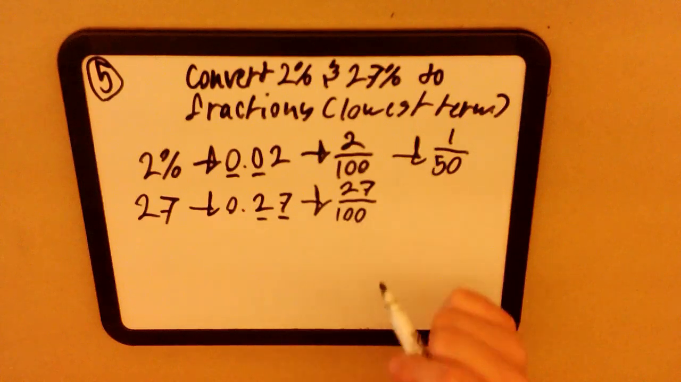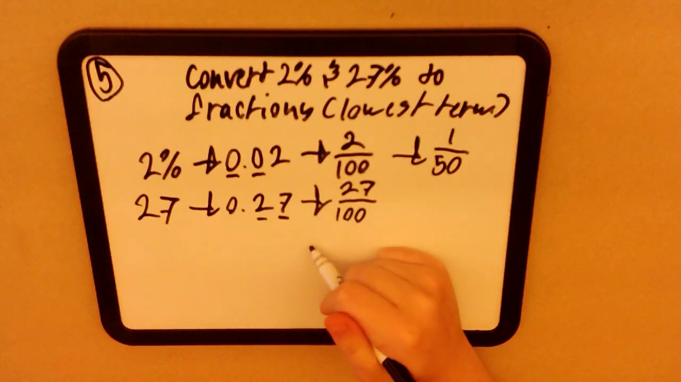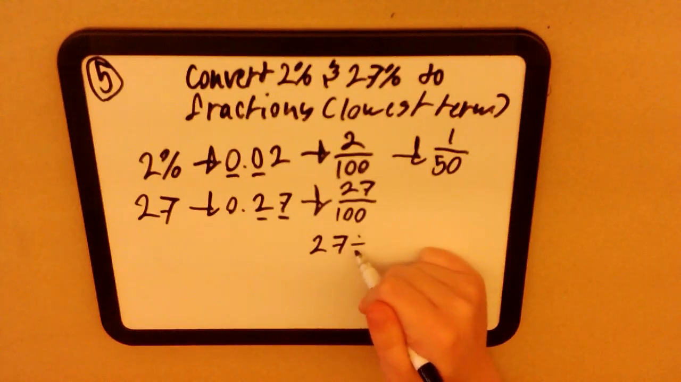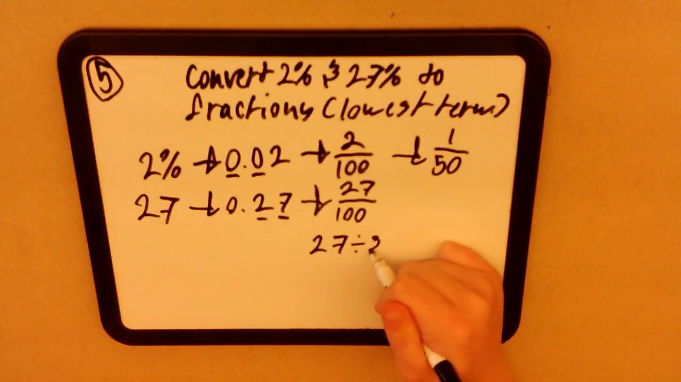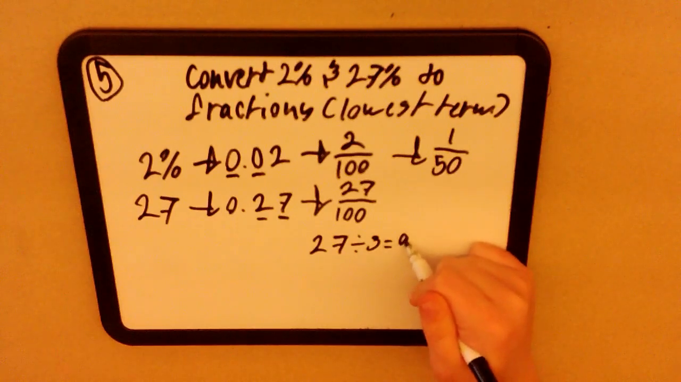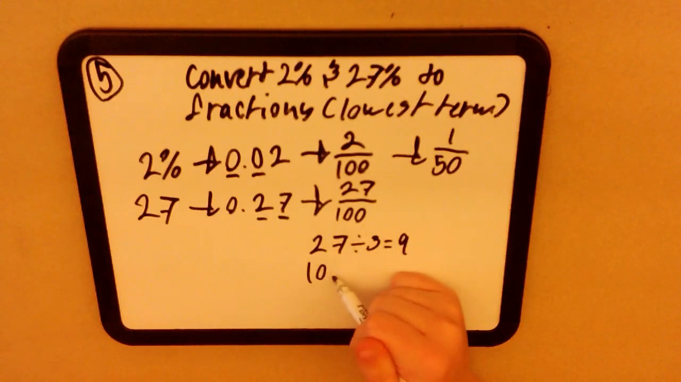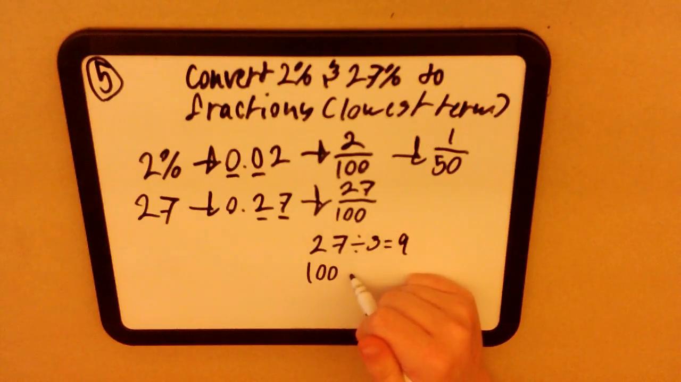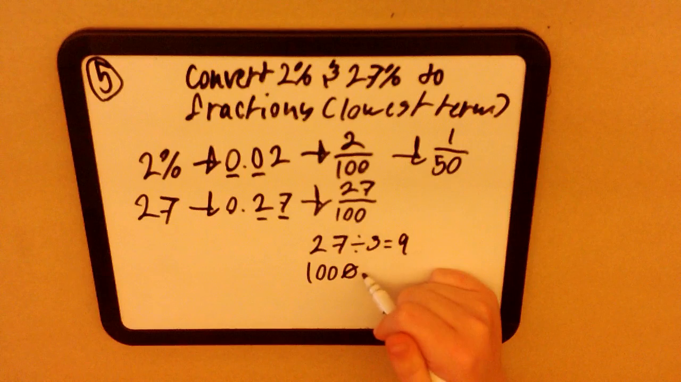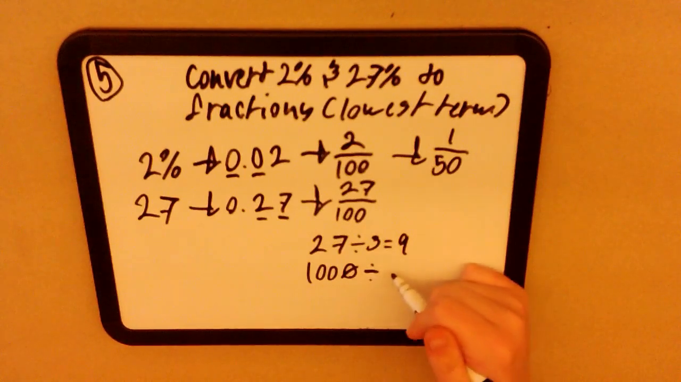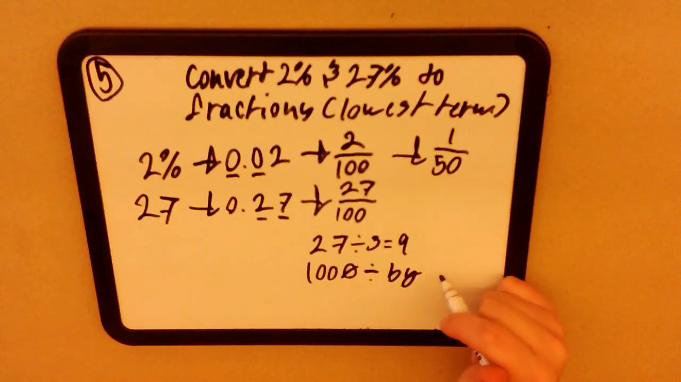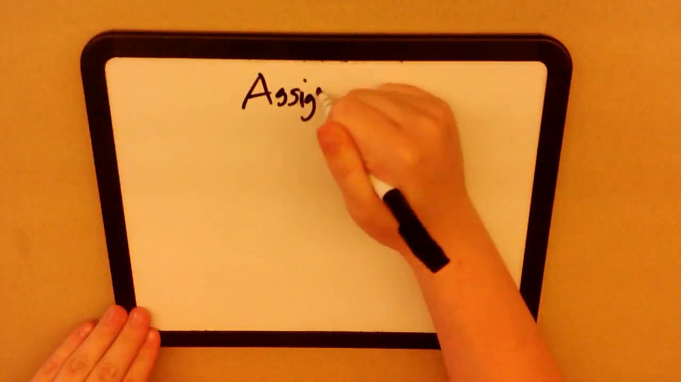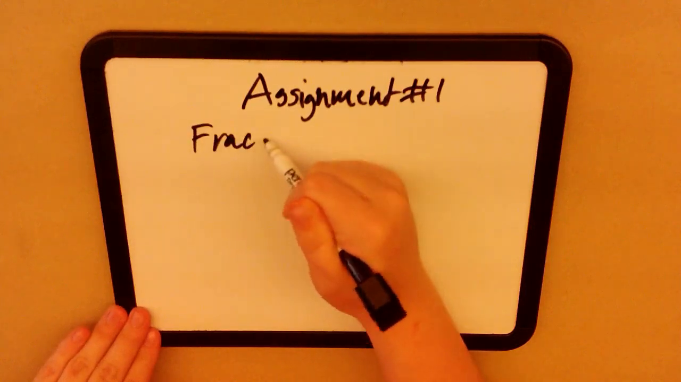And then I was just checking to make sure there wasn't a lowest term for this one. So 27 divided by 3 does equal 9, but 100 divided by 3 does not equal anything. 27 over 100 is the lowest term. Anyways, that was assignment 1, looking at fractions, decimals, and percentages.